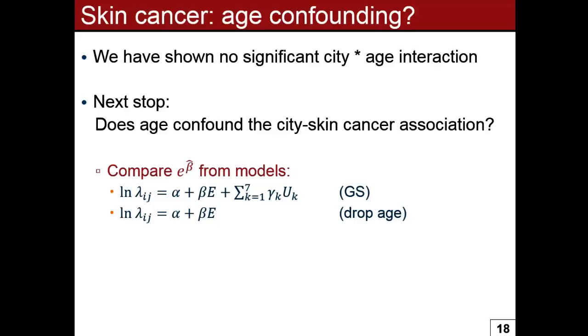And this is what that looks like, right? This is the gold standard model. This is the no interaction model that has exposure and the variables for age.